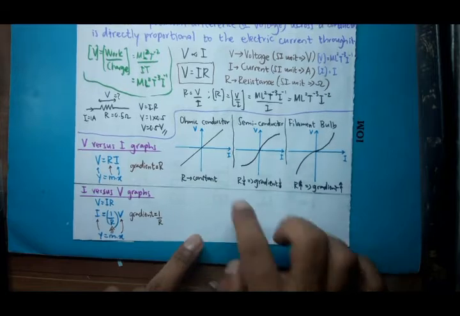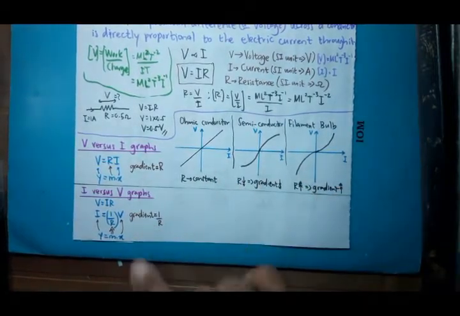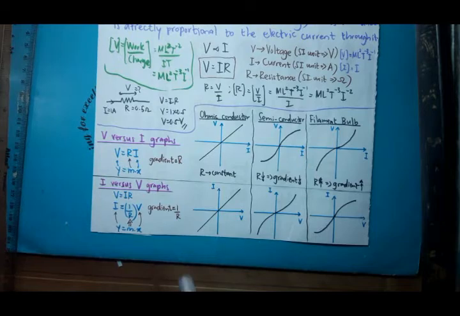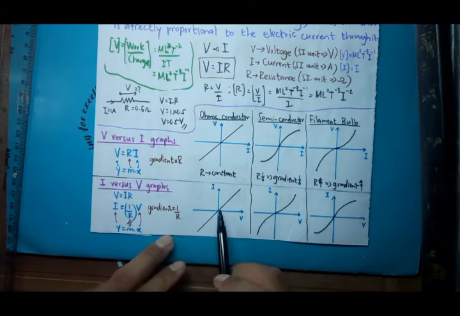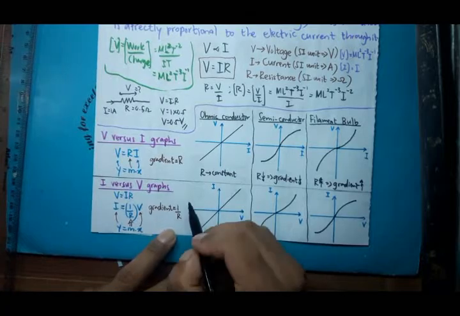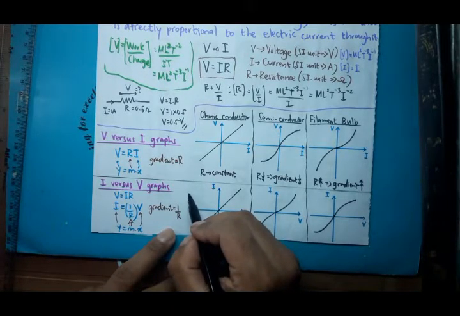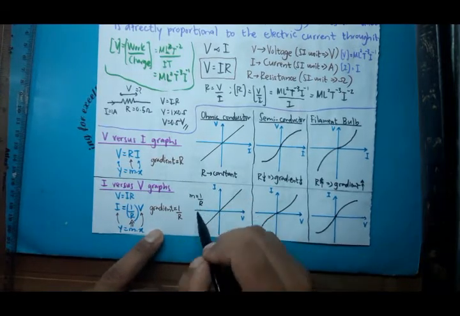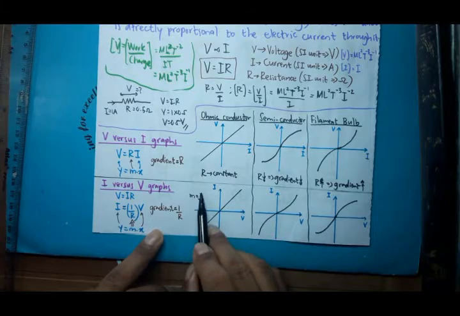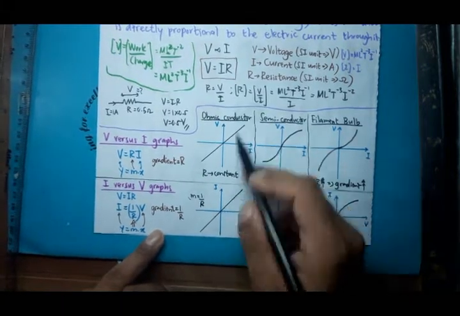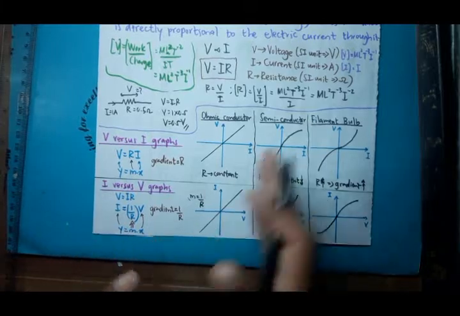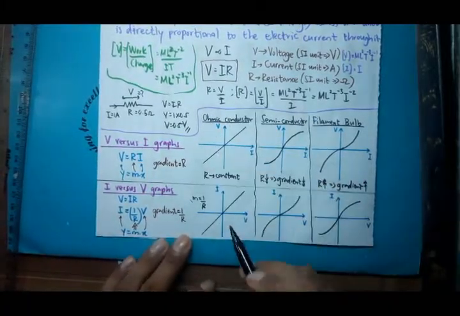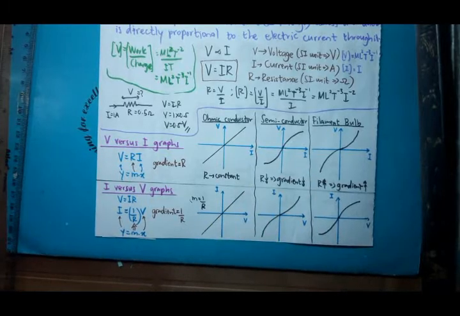Let's draw the graphs here for the same conductors, but this time I versus V, and let's discuss. These are the three graphs for the same cases: ohmic conductor, semiconductor, filament bulb. Now what's happening here? For this, the gradient is 1 over R. Let's use M for gradient, so M is equal to 1 over R. If R is constant, then 1 over R is constant, so M is also constant. You will get the same shape, a straight line. So no need to get confused. When it comes to an ohmic conductor, it will always be a straight line.